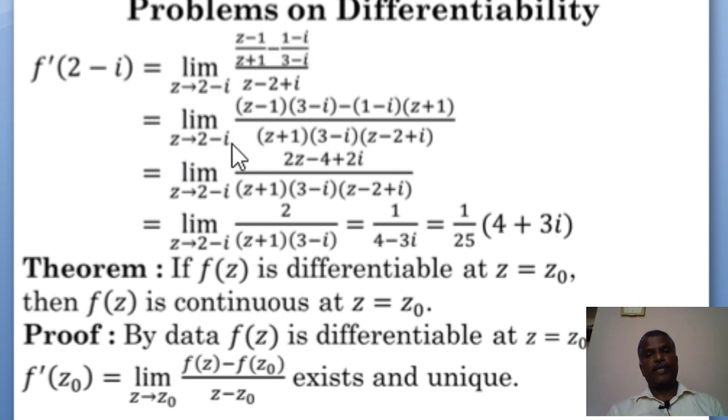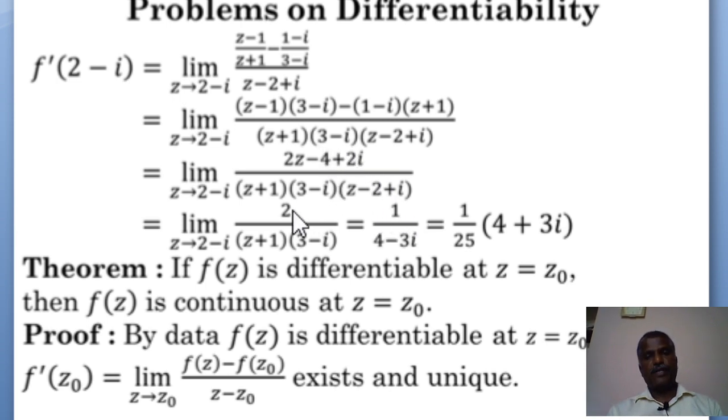So as z tends to 2 minus i, after multiplications we get 2z minus 4 plus 2i. If we directly substitute z equal to 2 minus i, we get 1 by 25 times this. Here we have to remove the factor z minus 2 plus i, because if we substitute 2 minus i, we get the 0 by 0 form. So you have to remove this factor from the numerator and denominator.